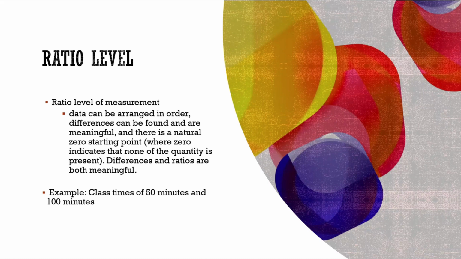So here's what I mean by that. You could have a class that's 100 minutes long. You could have a class that's 50 minutes long, right? Notice this is an example of ratio data. The difference between these classes is 50 minutes. That is meaningful, but it is also meaningful to say that this class is twice as long, right? And you get twice by dividing 100 by 50. So that's a ratio.